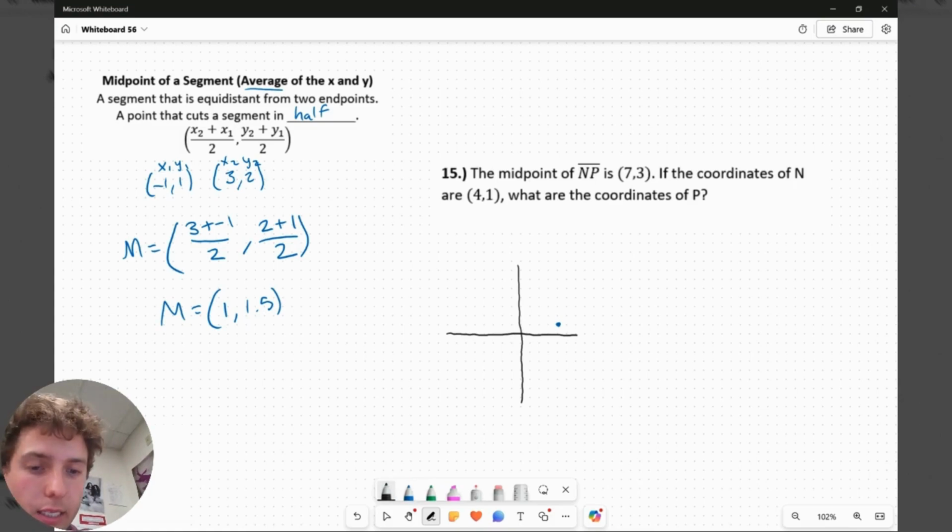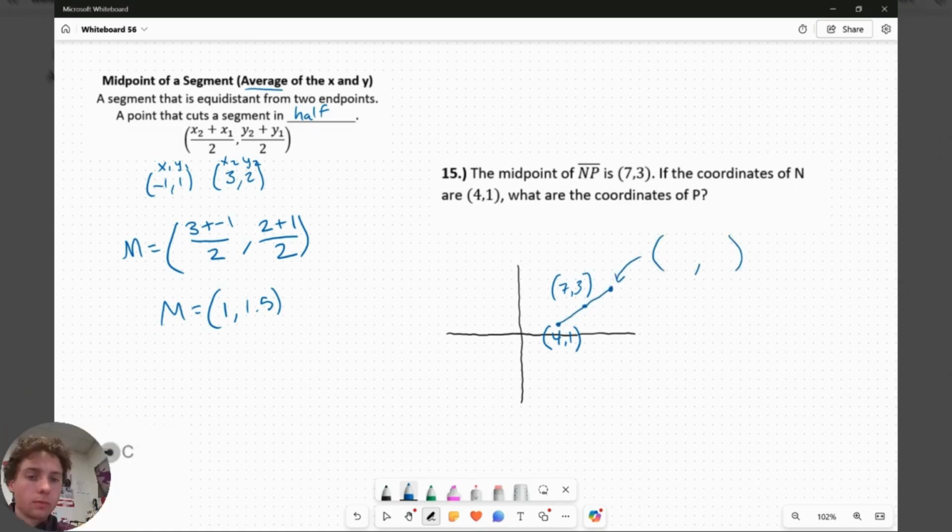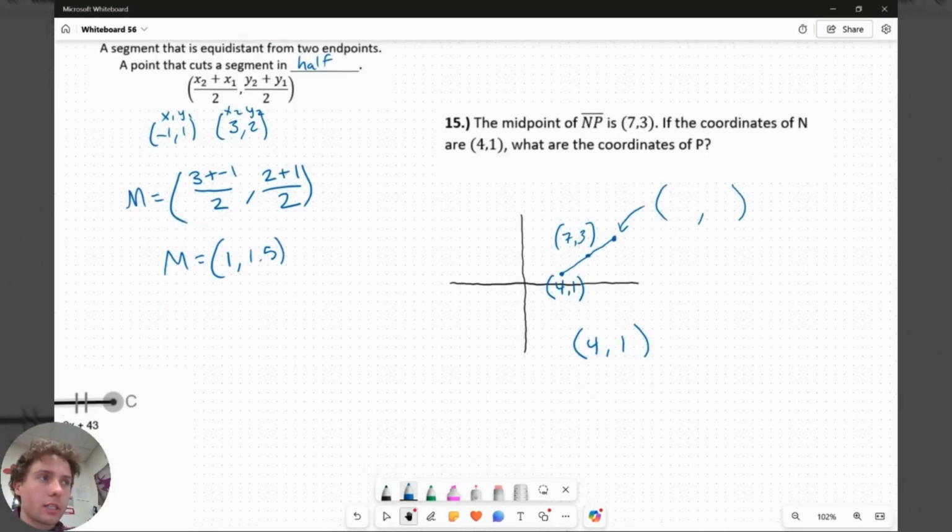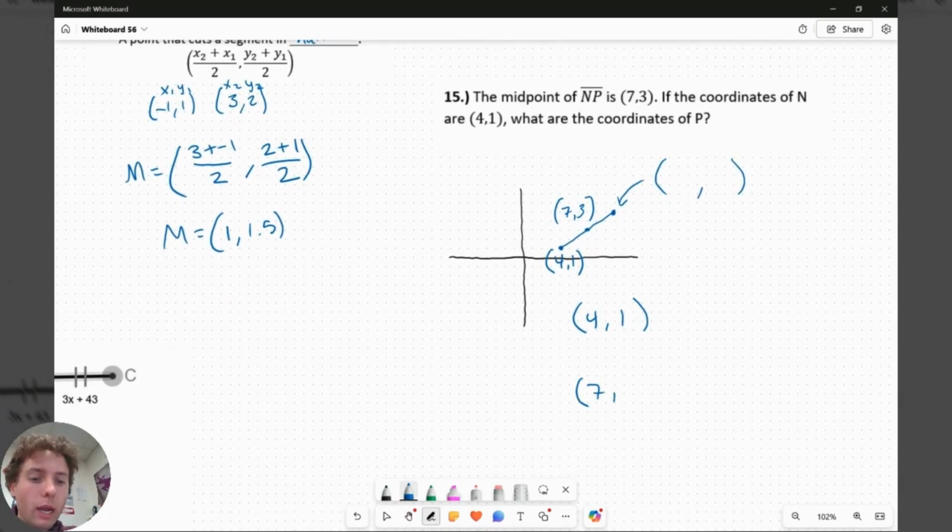But they also tell us the midpoint. The midpoint of our line segment is at 7, 3, right here. So here's our coordinate 4, 1. Here's our coordinate 7, 3. A midpoint takes a line and it cuts it in half. So we just need to go ahead and find this coordinate then. Well, in order to do that, because we went halfway, we can figure out the changes that caused us to go halfway. If we know how to get halfway, you can then apply those same changes to go the rest of the distance.